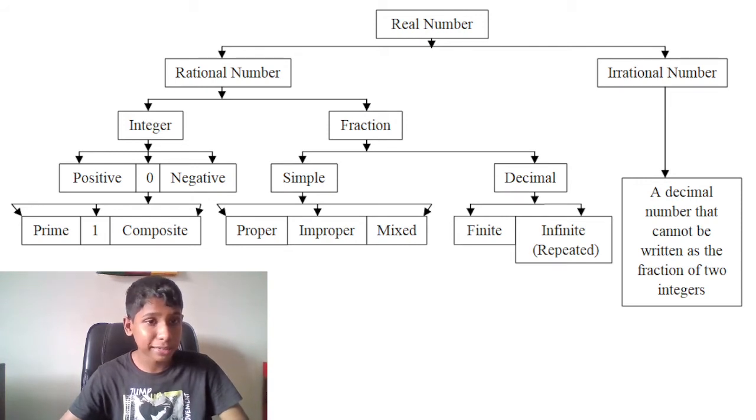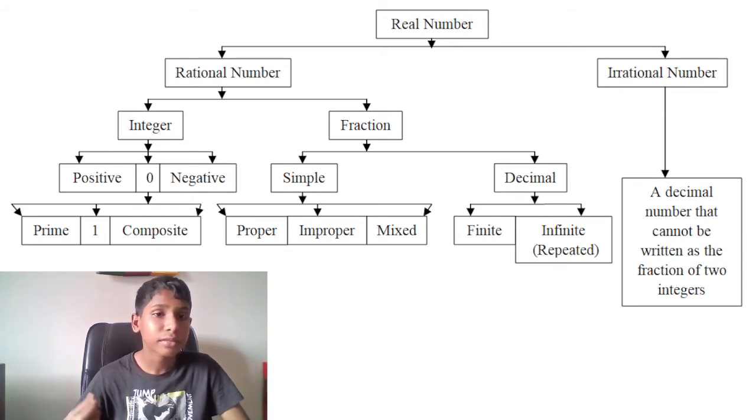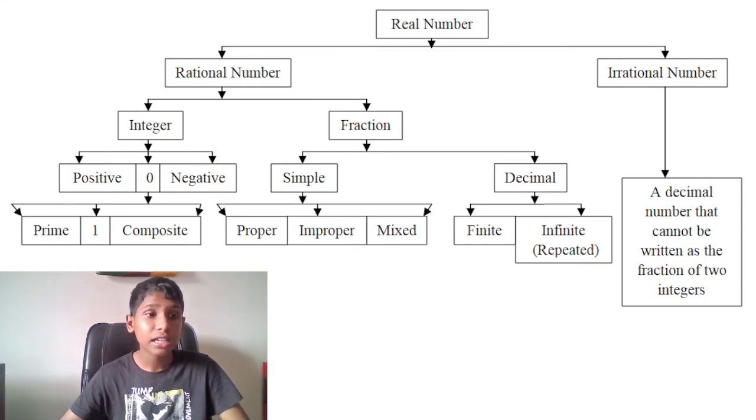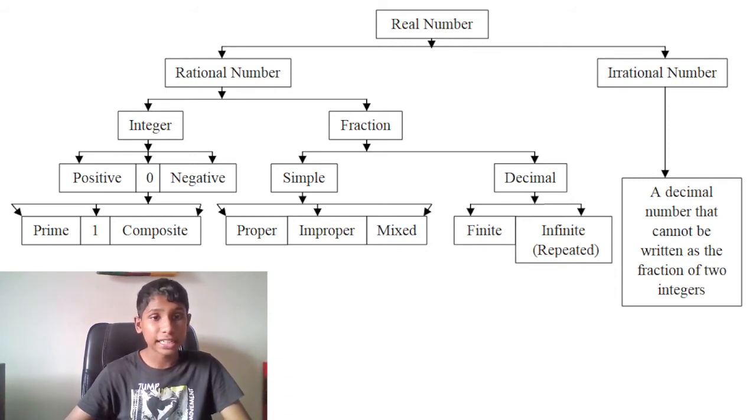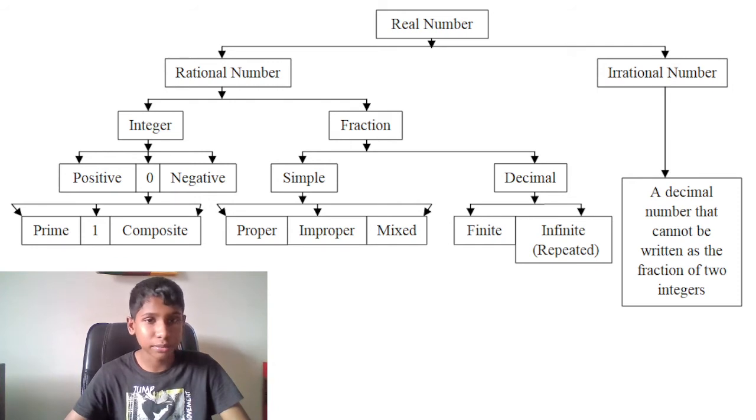So now positive numbers can be classified into three parts, as I told: prime, one, and composite. Composite numbers are those which are not prime numbers, and prime numbers are the numbers which are only divisible by themselves and 1, such as 2, 3, 7, 11, 13, 17. So these are prime numbers. And the numbers which are not prime are the composite numbers, except 1. 1 is neither prime nor composite. It's none of them. So now I've talked about the integers of the rational numbers.